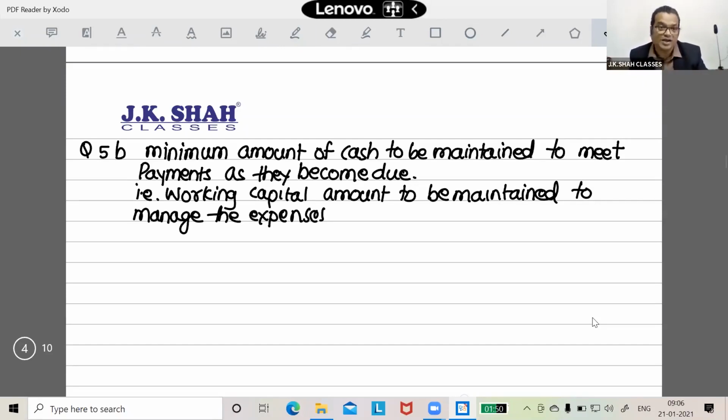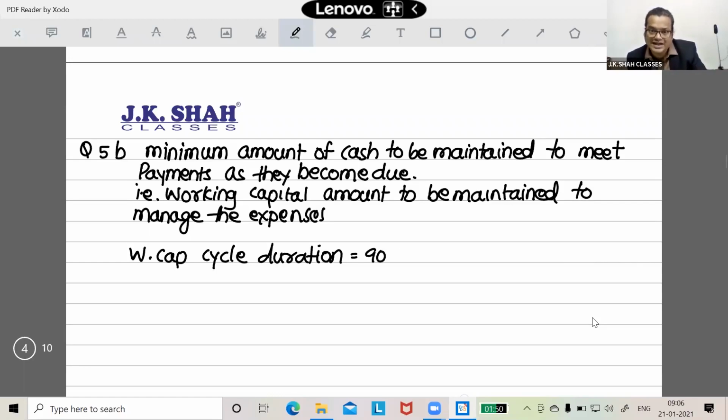Now, listen to me. What is our working capital cycle duration? Just now we found in the previous question, it is 90 days. Means I know for sure that from day one when I start my cycle till day 90, I will not receive any money. The money will come on the 90th day. Till that time, I should keep enough money to run my business. So, what will be the money enough for these 90 days?